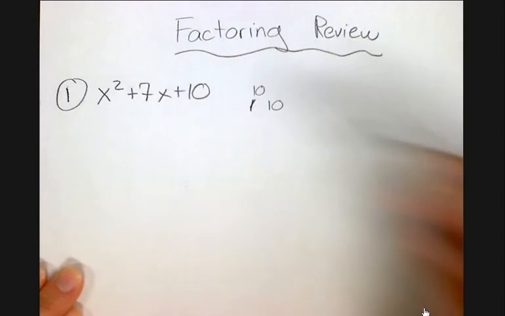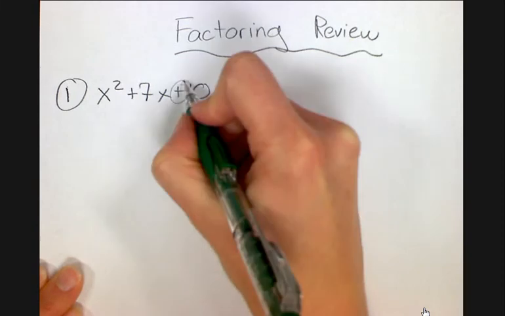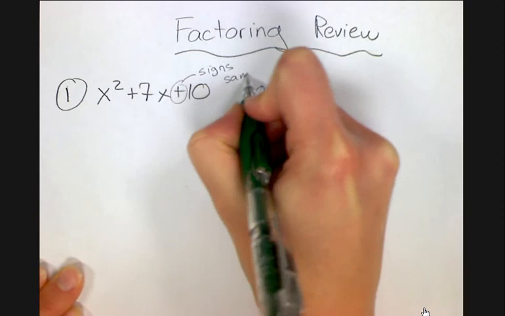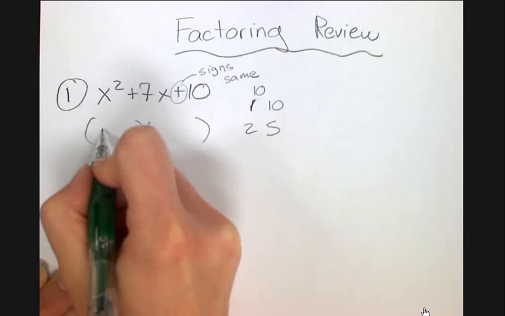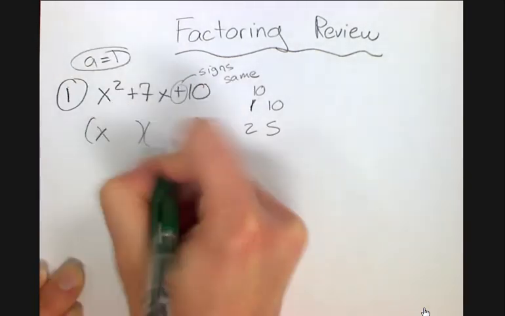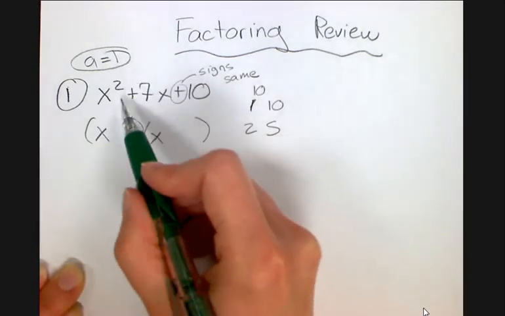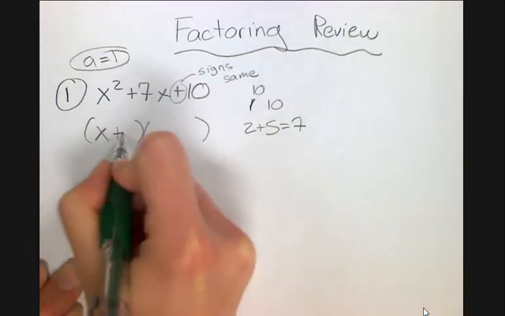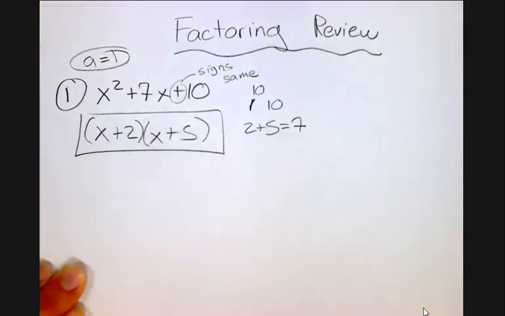10 to get 10 or 2 times 5. And since this is a positive, signs are the same. Either both positive or both negative, and remember we're setting up the parentheses, and this is just when a equals 1 at the moment. We'll do a few of those examples first, and this is just going to be x and x. Signs are the same, and we need to add to get our b value, or add to get 7. So 2 plus 5 equals 7, so we know this will be plus 2 plus 5. We are done. That's all you have to do to factor.